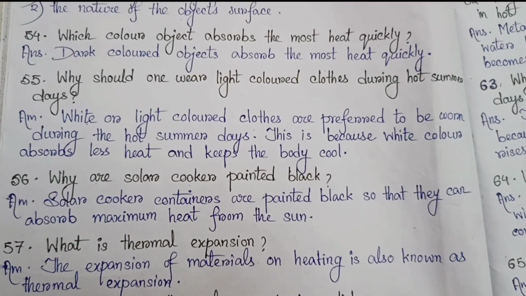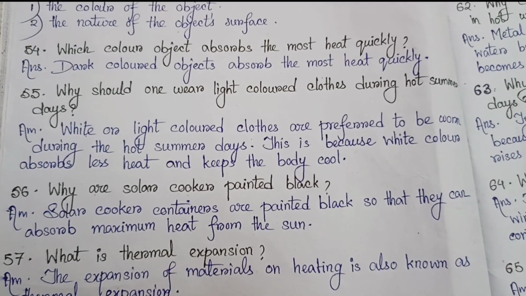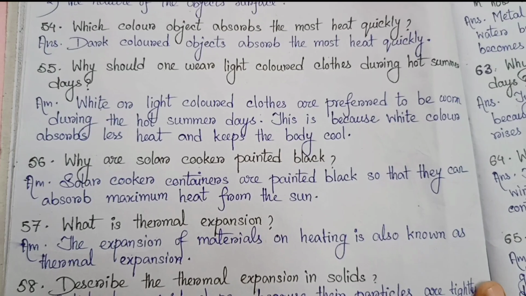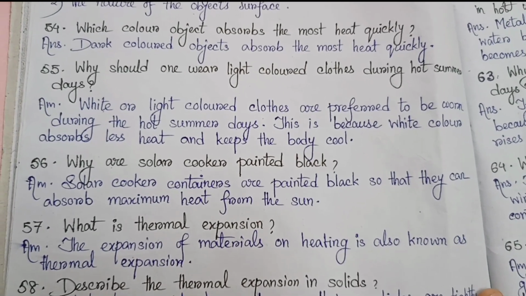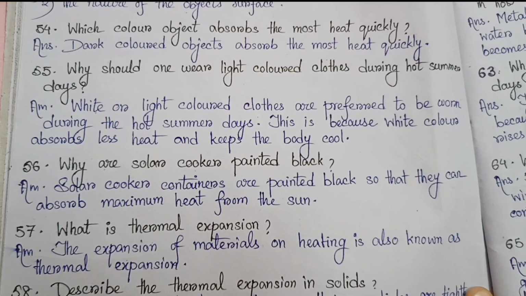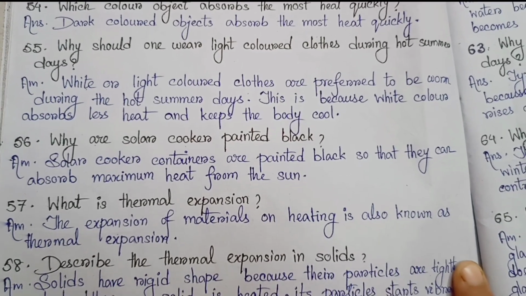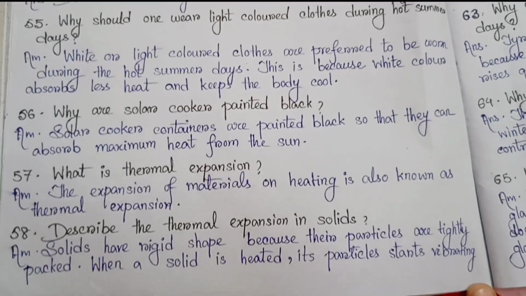Number 55. Why should one wear light colored clothes during hot summer days? White or light colored clothes are preferred to be worn during the hot summer days. This is because white color absorbs less heat and keeps the body cool.